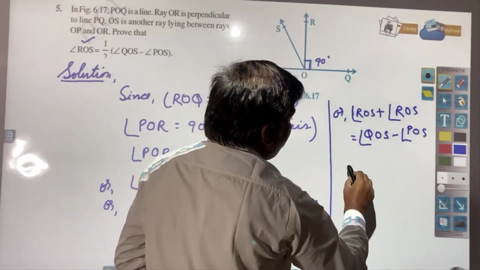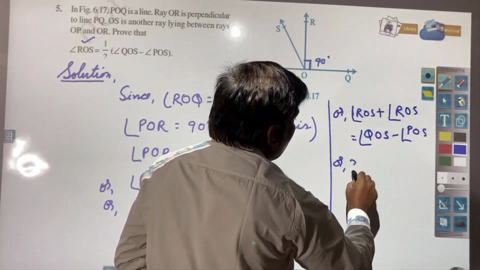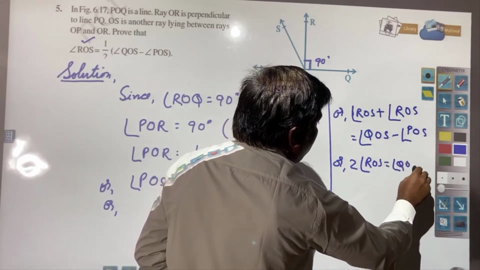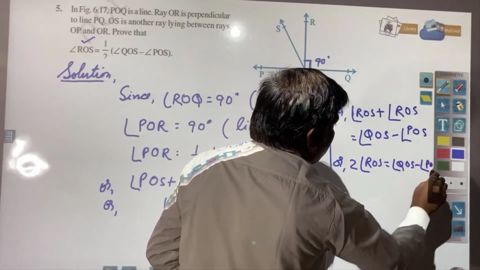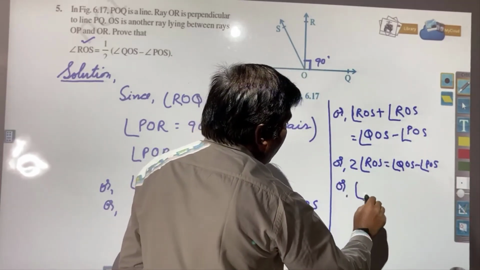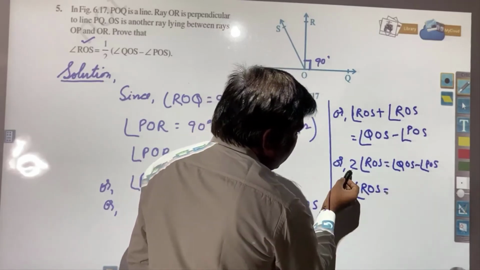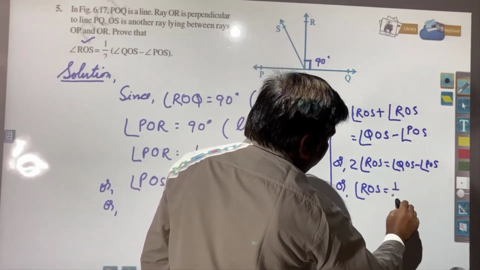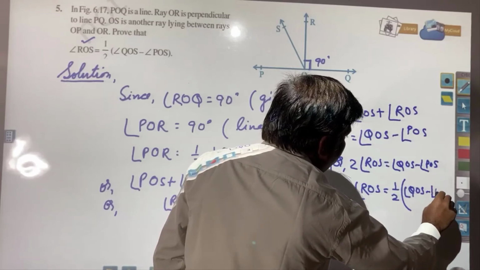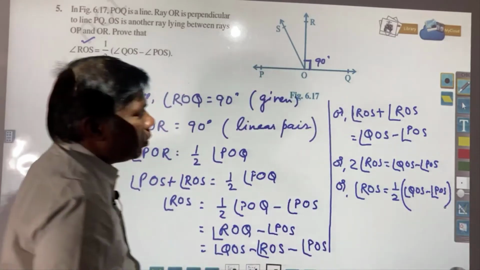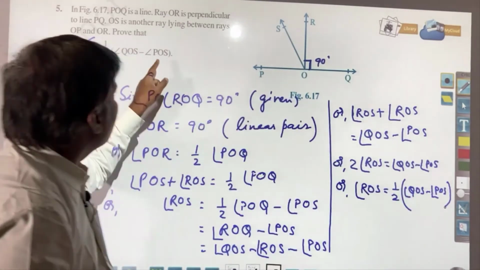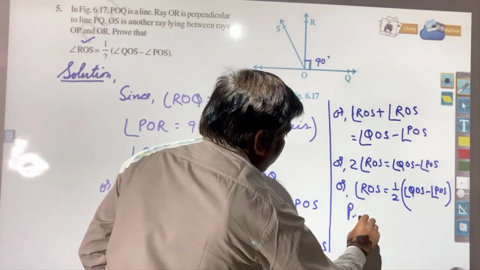Now these both angles will be equal, so 2 of angle ROS will be equal to angle QOS minus angle POS. Now angle ROS will be equal to, taking this 2 to the right side, half of angle QOS minus angle POS, and this only we have to prove: ROS is equal to 1 by 2 QOS minus POS. So in this way we need to do.